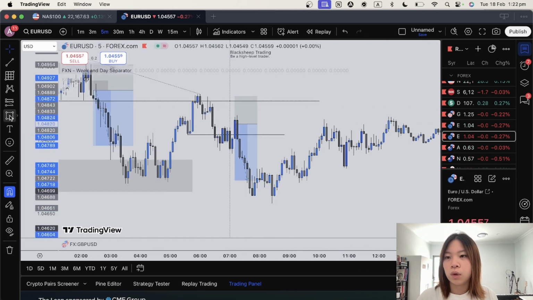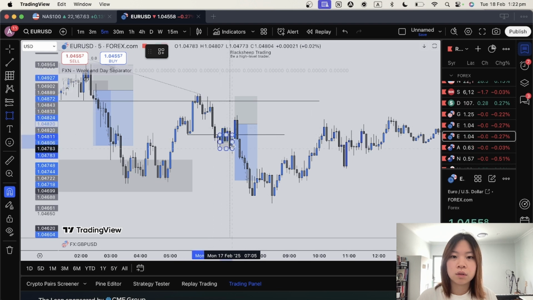Basically, another thing to note is that there was an AMD here. You can see accumulation here, and then we can see manipulation into the 5 minute fair value gap, and then you can see distribution after.